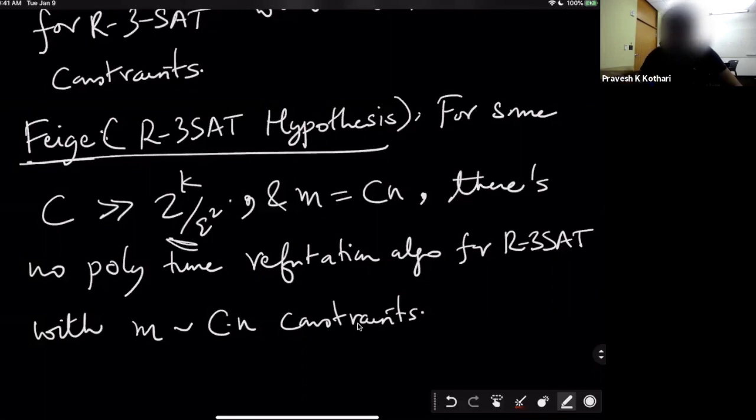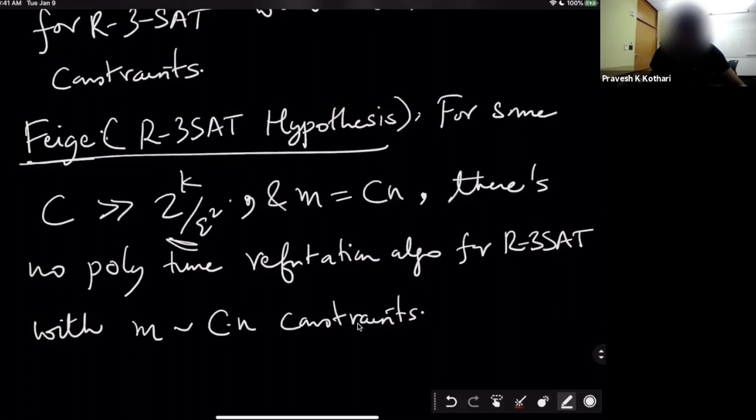He was saying that even when C is much bigger than 2 to the k over epsilon squared, so the instance is in reality unsatisfiable, there is no known polynomial time algorithm. He conjectured that there is no polynomial time algorithm that in fact functions in this refutation way that we just defined. And what was his motivation?